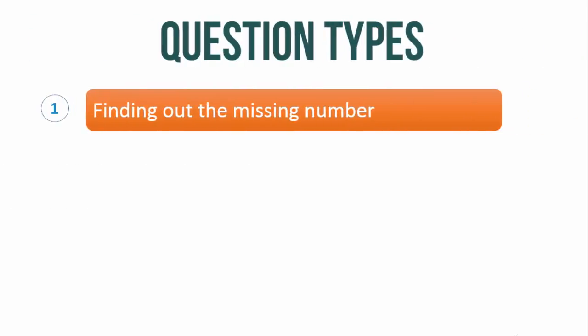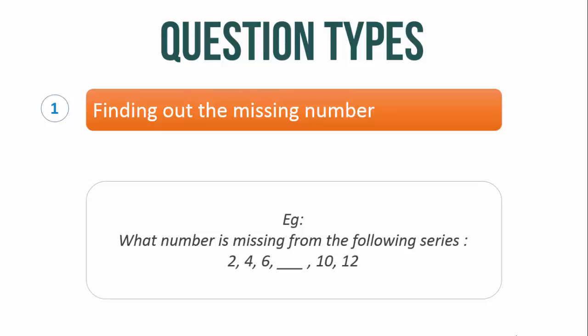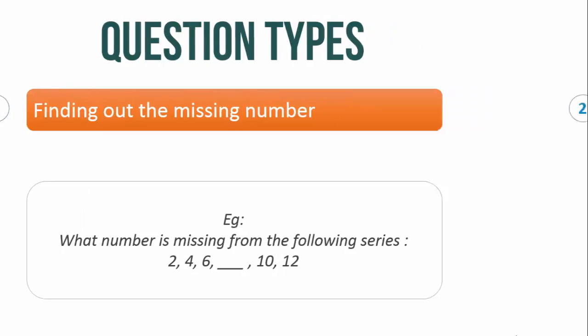Let's look at the different question types that can come in a number series. The first kind of question involving number series is to find the missing number. For example, you'll have a question like: what is the missing number from the following series? We have 2, 4, 6, blank, 10 and 12. Now if you look at this series, it is an increasing arithmetic series containing even numbers. That is, each number is increasing by 2. So 2 plus 2 is 4, 4 plus 2 is 6, 10 plus 2 is 12. So the blank shall be 6 plus 2, that is 8.